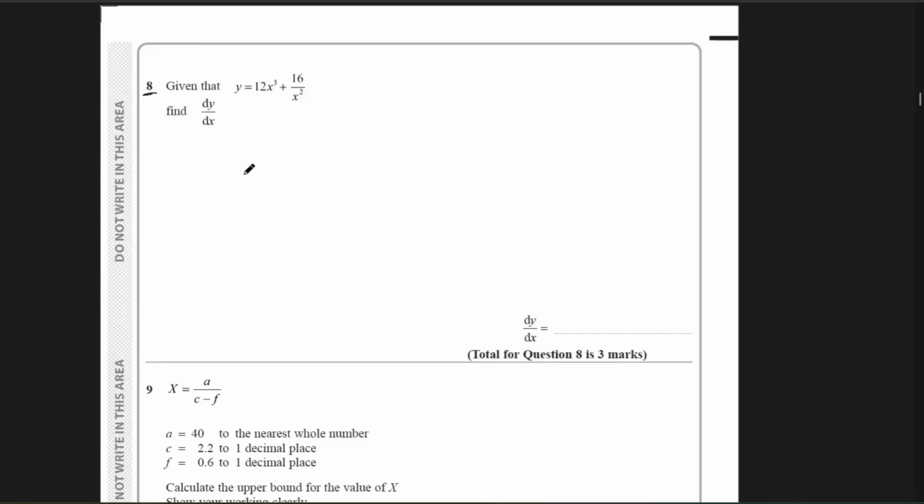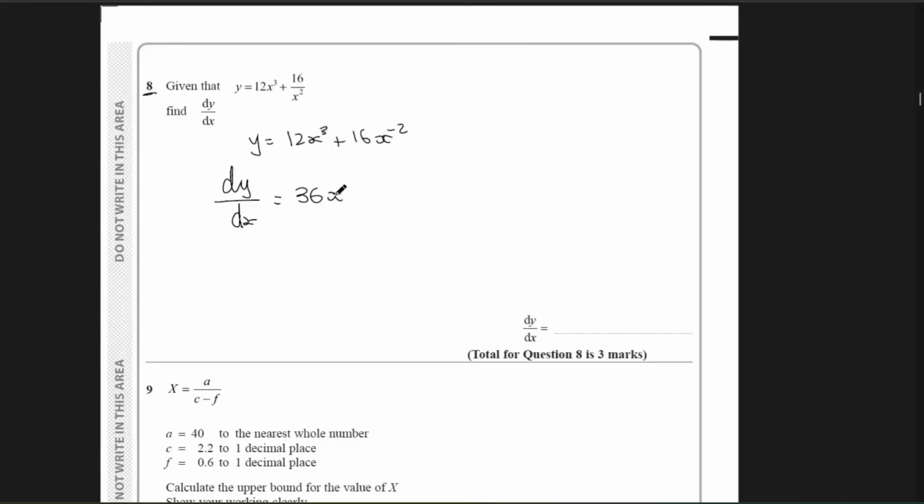Before we differentiate, we need to change this into a form that is easy to differentiate. So y equals 12x cubed plus 16. We can move x squared to the top, x to the power minus 2. Then we can differentiate. dy by dx is equal to, we'll move 3 to the front, 3 times 12 is 36. We need to subtract 1 from the power 3.